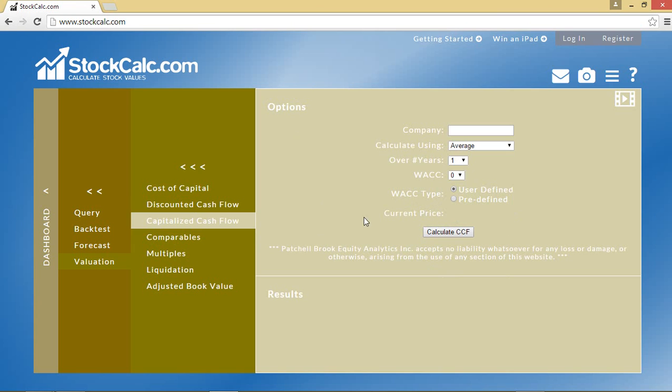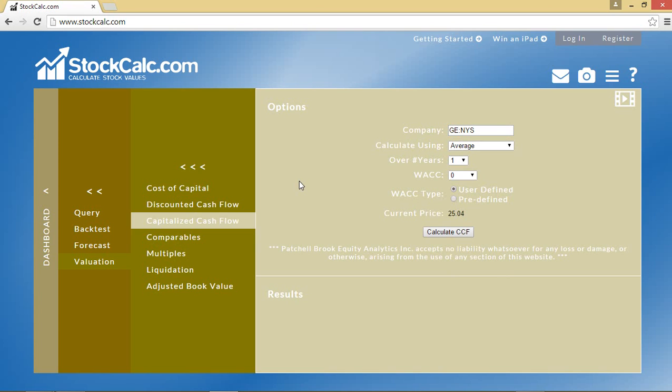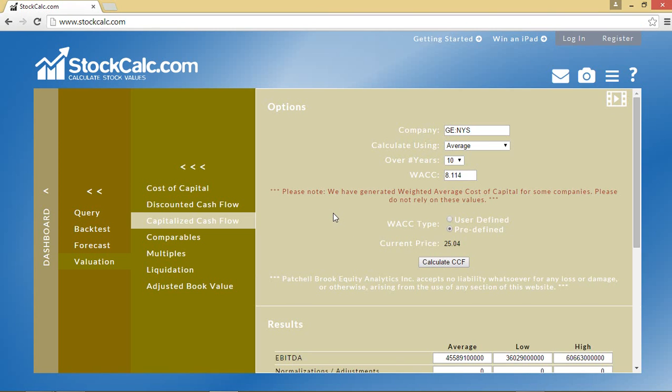Let's move on to a capitalized cash flow. Again, we will type GE into the drop-down, select it. We will use an average value, but we could also use a weighted average value where we give more weight to the most recent years. We will look at this over the last 10 years for General Electric. And we will use our predefined WACC of 8.114. And as you can see, we would be able to adjust it. So from this, I can calculate the capitalized cash flow.